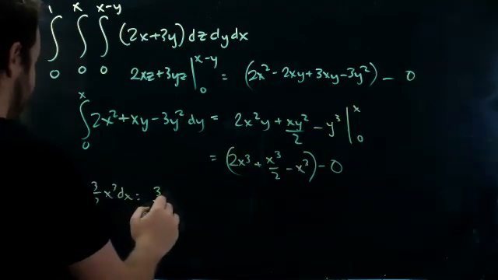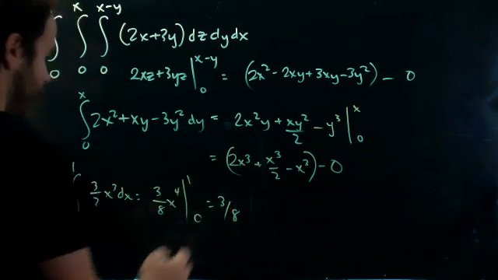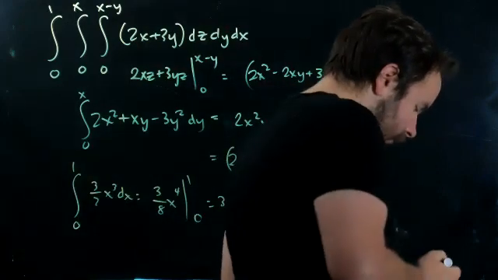That's 3/8 x to the 4th. Plug in 1, plug in 0, find the difference, and you should get 3/8, assuming I haven't screwed that up. Looks like an answer to me.